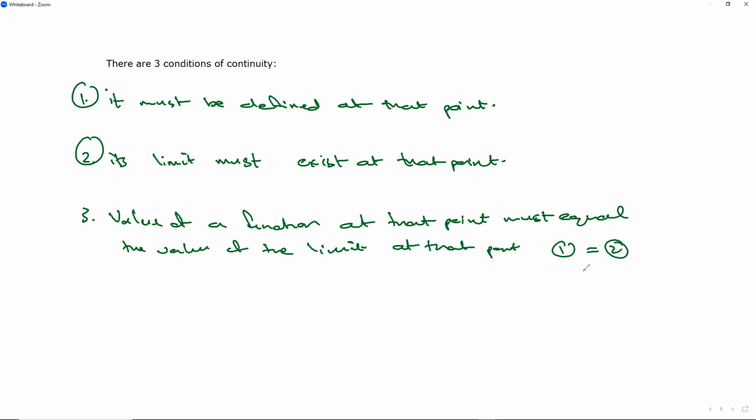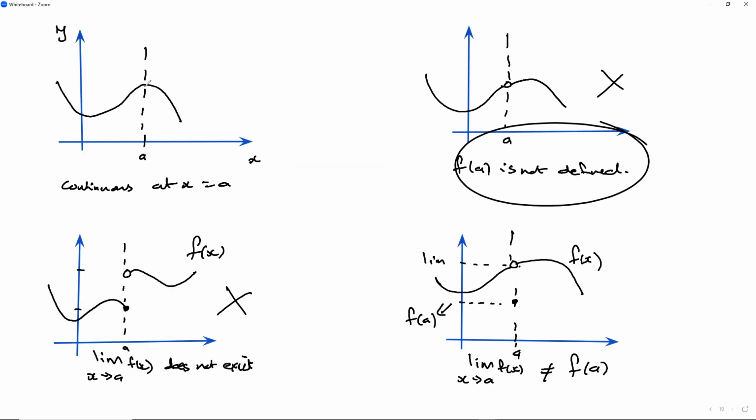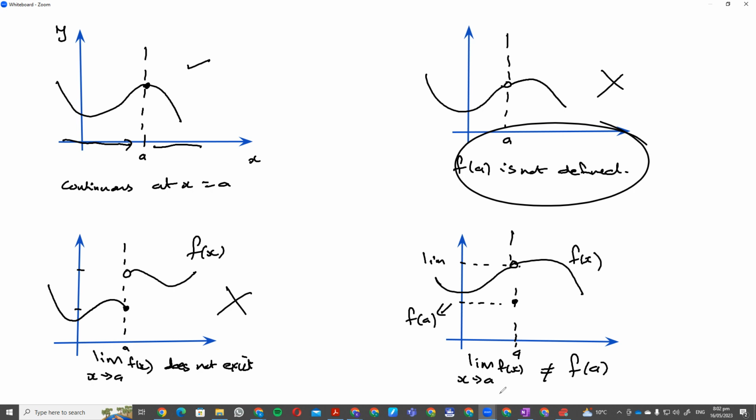So let's go back there again. The three rules are: it must be defined at that point, like this one, it's defined. The limit, as the x values get closer and closer to A, exists. And the limit and the point at which it's defined are equal. So it fulfills all three criteria. In other words, a break or any kind of open circle would imply continuity stops, so continuity will not exist in those cases.